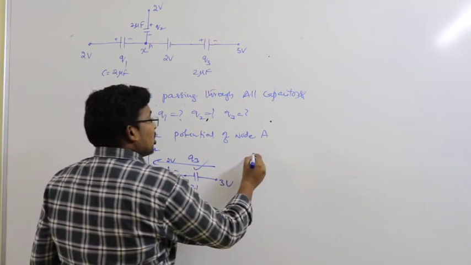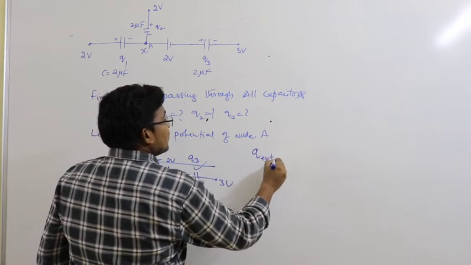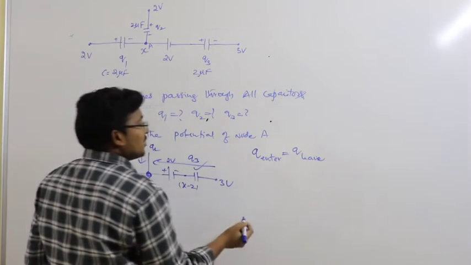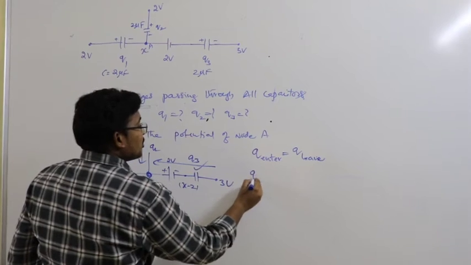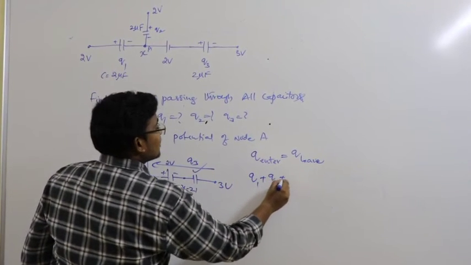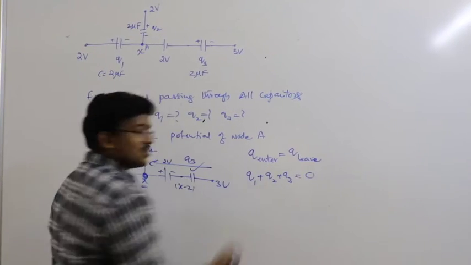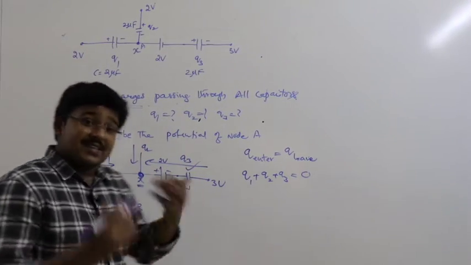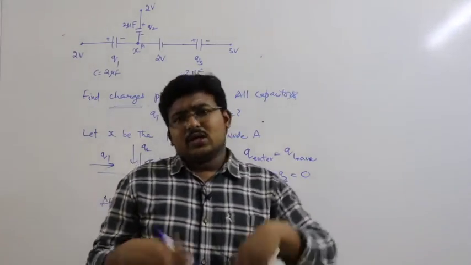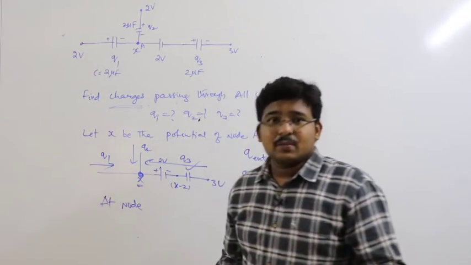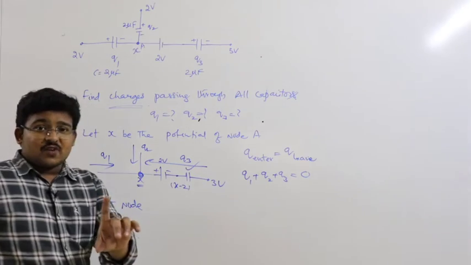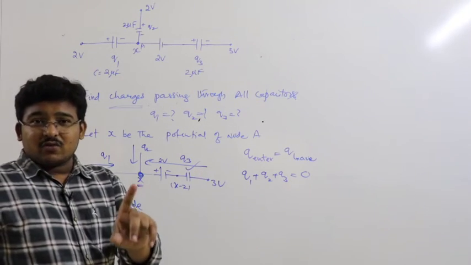So that charges entering is equal to charges leaving. So here charges entering will be Q1 plus Q2 plus Q3, so no charge is leaving. Now Q1, Q2, Q3, I just assume like that. It may not take place, but I assume that all the charges are coming. Now you know the charge formula. What is the charge formula? Q equal to CV.